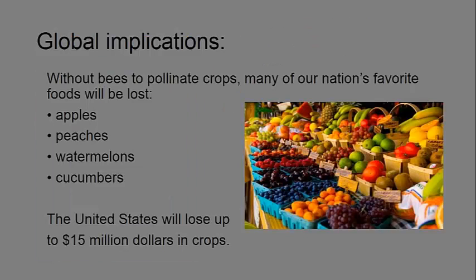Unfortunately, bees are disappearing all across the country. This problem has global implications that will devastate portions of our ecosystem. Without bees to pollinate crops, many of our nation's favorite foods will be lost. Apples, peaches, watermelons, cucumbers, and more. The United States will lose up to $15 million in crops.